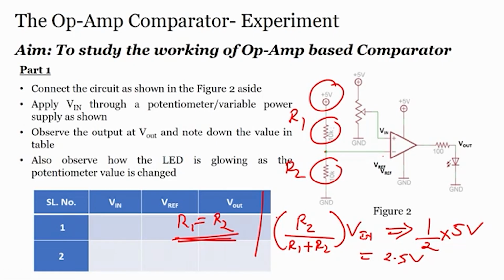That means V reference here, I am applying how much voltage? 2.5 volts, alright. Now, we have a potentiometer, we have a pot.